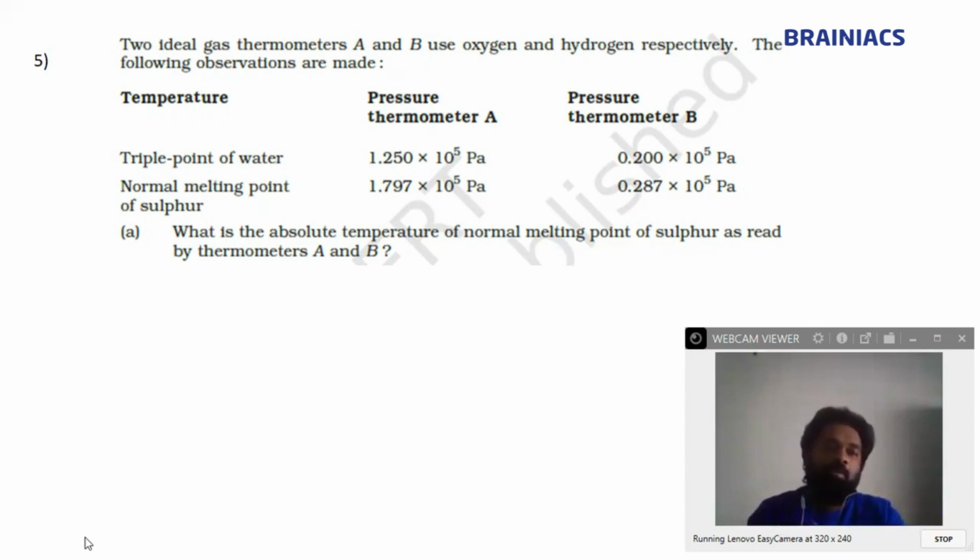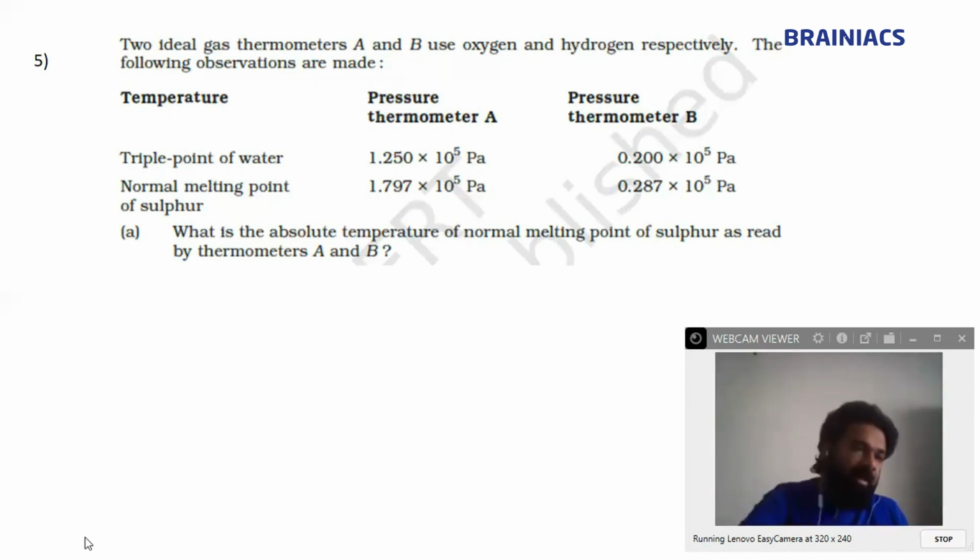What are the observations? One is the triple point of water. The pressure on thermometer A, corresponding to the triple point of water, is given, and the pressure corresponding to thermometer B is also given. Another observation is the normal melting point of sulfur, and the pressure corresponding to that is also given.